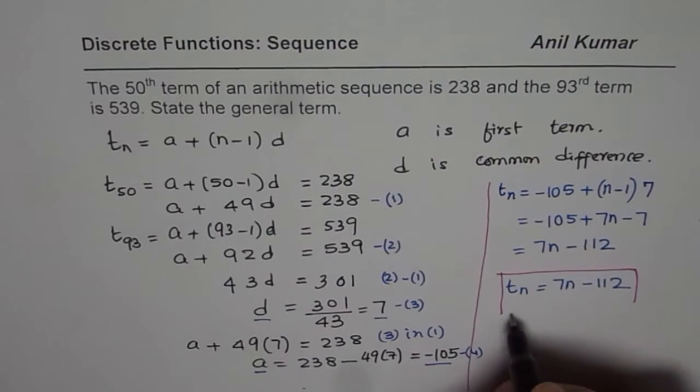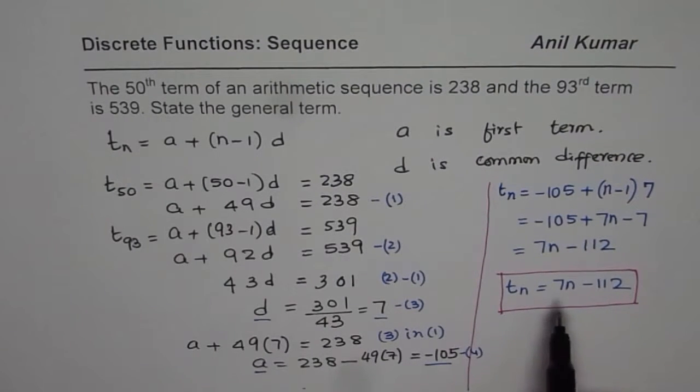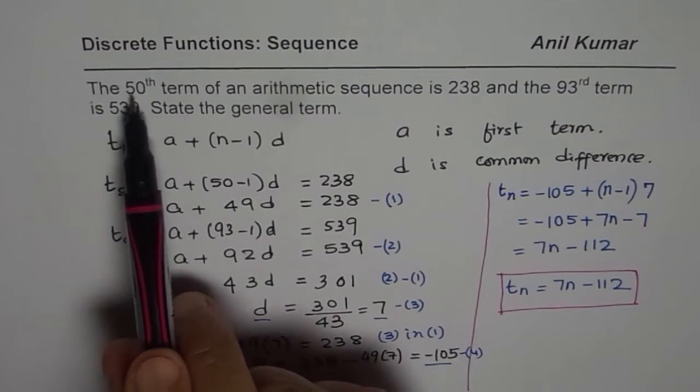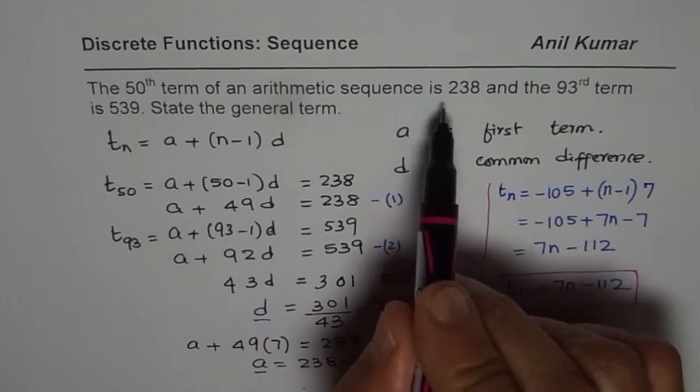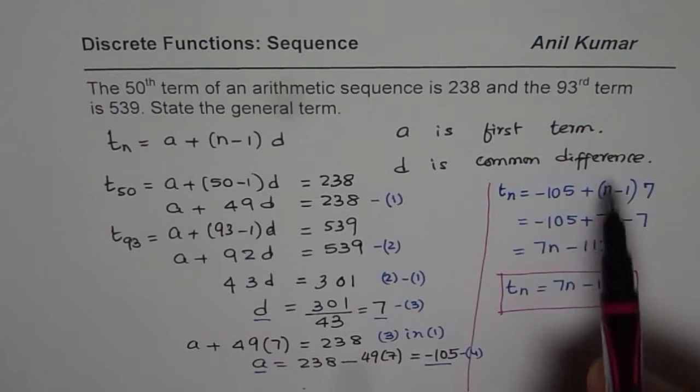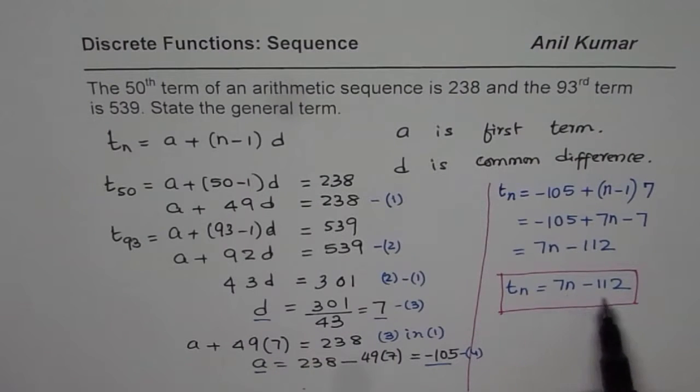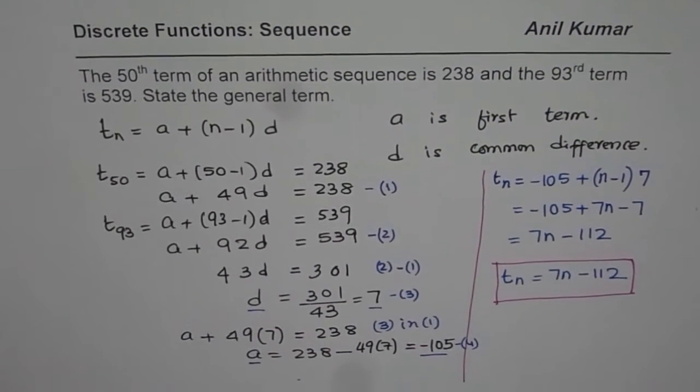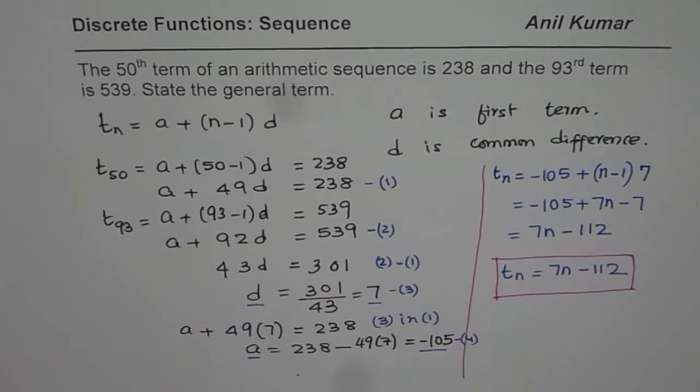Once you get your answer, it's a good idea to substitute 50 and check whether you get 238 or not. Or you can substitute 93 for n and check whether you get 539 or not. So that is kind of important. Once you do that, you are sure that your answer is correct. So these are the steps to be followed in answering such questions.